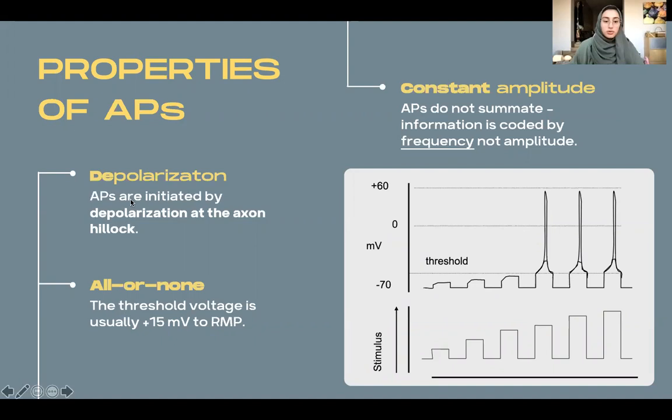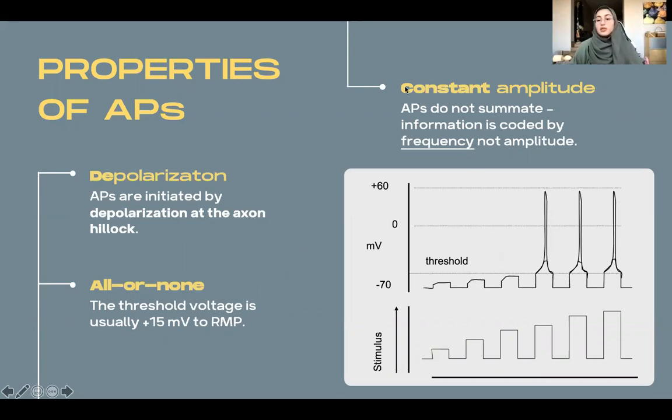And so we know action potentials are initiated by depolarization at the axon hillock. Okay, we already talked about this. Action potential is all or none. Either happens or it doesn't. Threshold voltage is usually 15 millivolts above the resting membrane potential. So if your resting membrane potential is -50, usually, but not always, your threshold is going to be, let's say, -35.